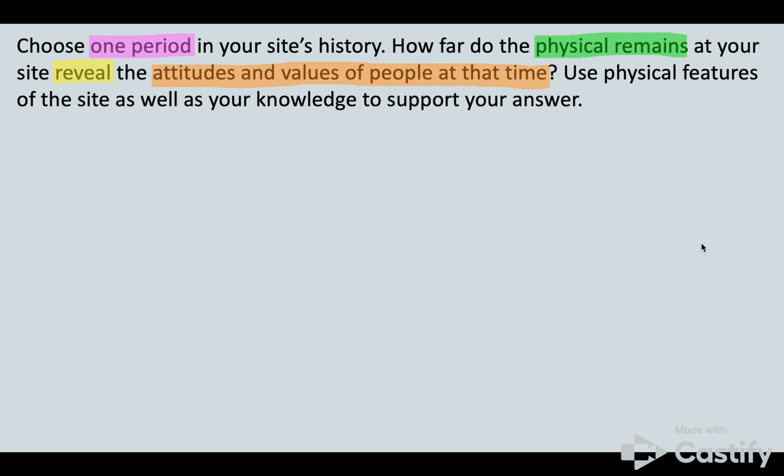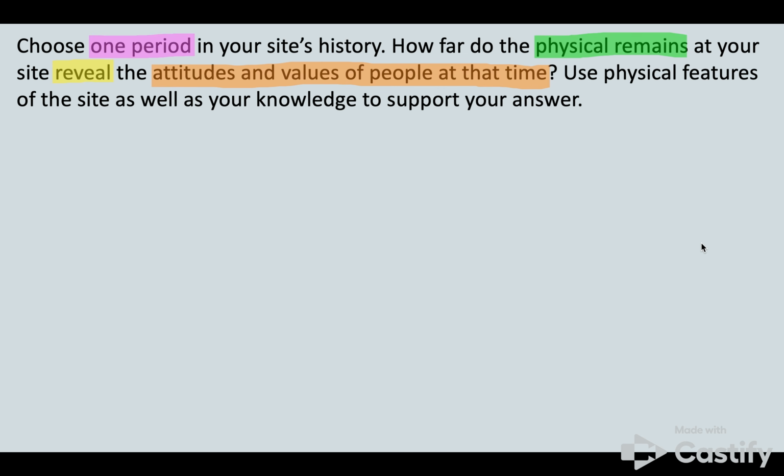So basically, we can reword the question in our minds. Basically it's asking us, do the ruins of Kenilworth help to show us what people cared about, what people were interested in, what was important to people during the palatial era? That's what we're basically being asked.